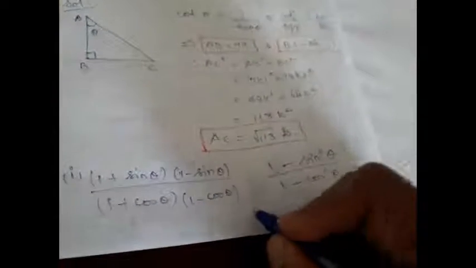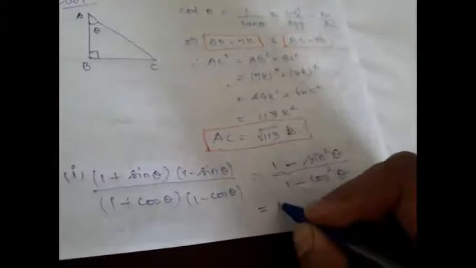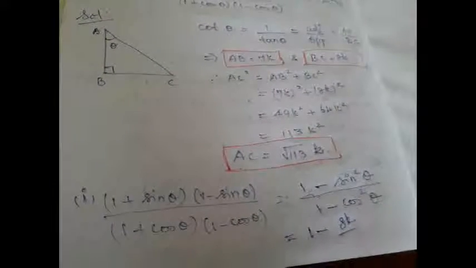Yes. So what is the sine theta value now? Sine theta is opposite side divided by hypotenuse. Which is the side opposite to theta? BC. What is the value of BC? 8k. So it is 8k divided by the hypotenuse AC, which is square root of 113 k. Then what is cos theta?